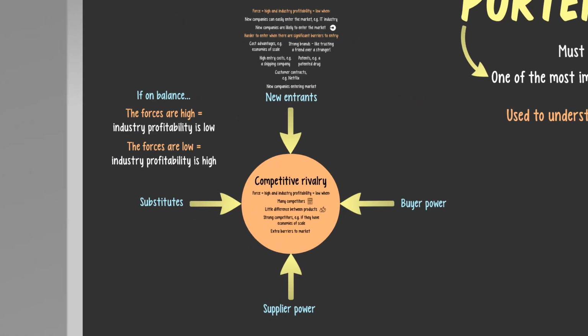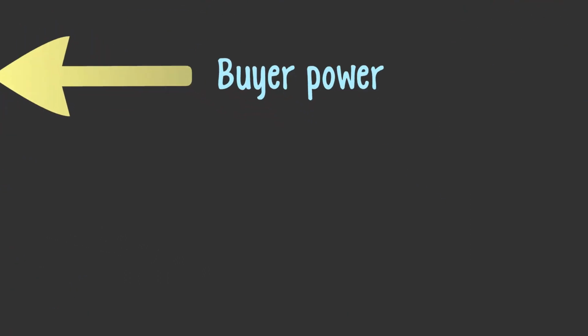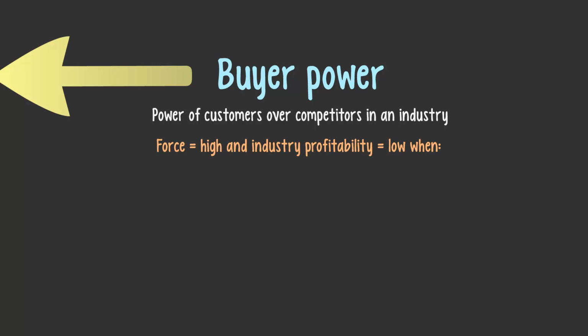Okay, we're going to zoom back out and we're going to look at our next force now, which is buyer power. Now, buyer power, as the name suggests, is all about the power that customers have over the competitors in the industry. So we've got high forces and, of course, low profitability if the customers are large.